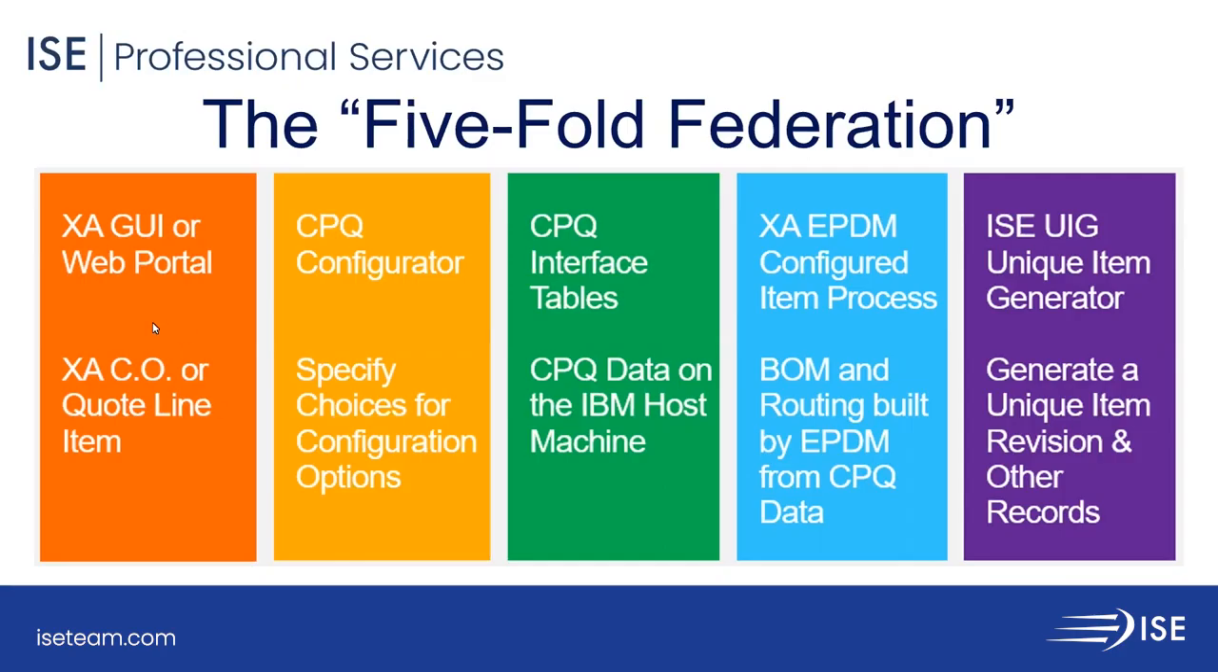So you have some type of graphical user interface, and that launches CPQ. You go into the CPQ configurator, you specify all your choices for the configuration options. Then remember, if you press the finish button, then the CPQ interface tables on your IBM host machine get populated. That wakes up those two, the configurator processor UJob, and between those two UJobs, they build a configured item process, including, of course, the BOM and the routing. But then you have an item process, then our UIG, that's where it kicks in, and it generates a unique item revision and other records like enterprise item, item warehouse, et cetera.